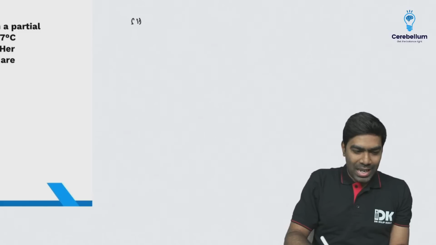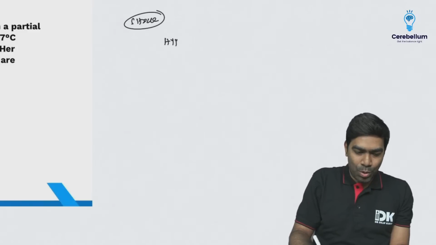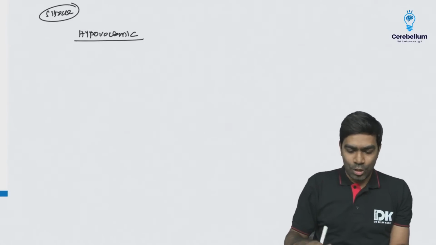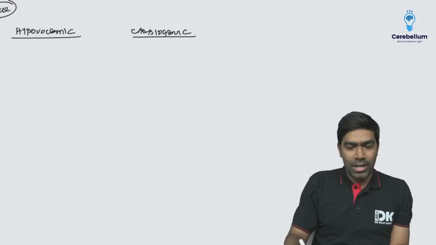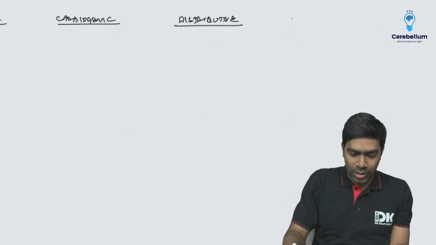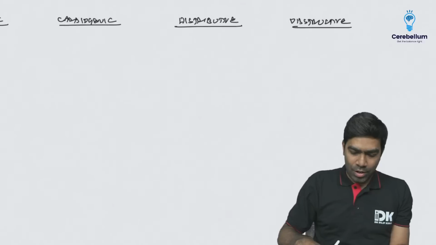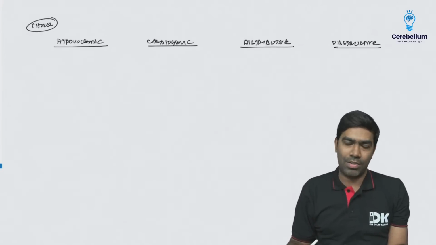So we have 4 types of shock basically. What are the 4 types of shock? You have hypovolemic shock, cardiogenic shock, distributive shock, and finally obstructive shock. 4 types: hypovolemic shock, cardiogenic shock, distributive shock, obstructive shock.